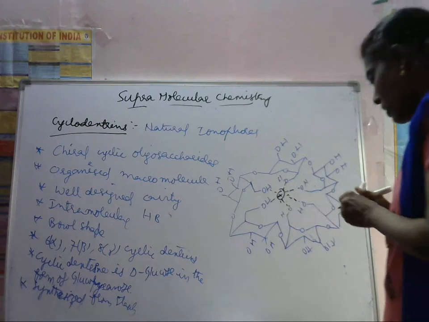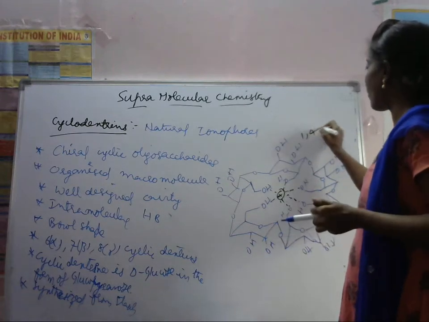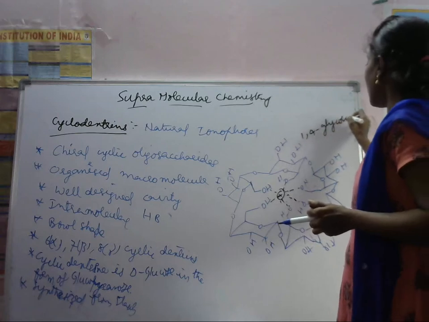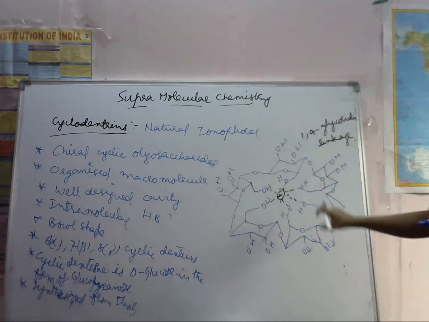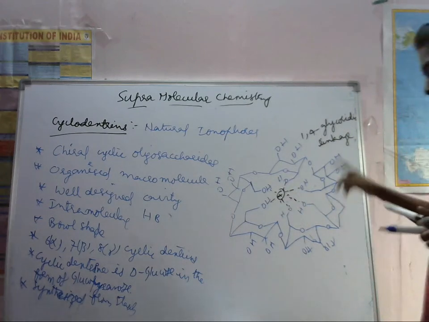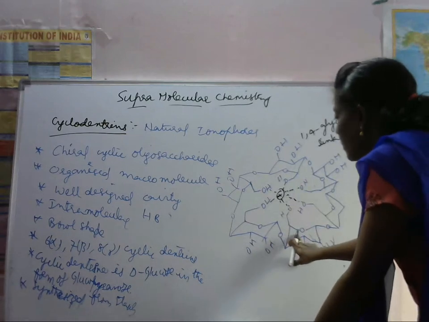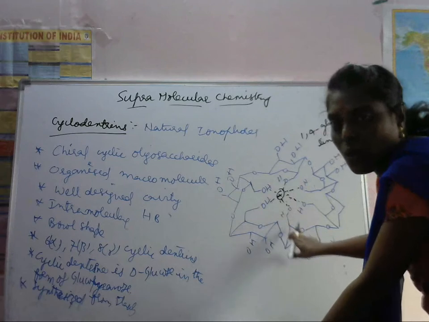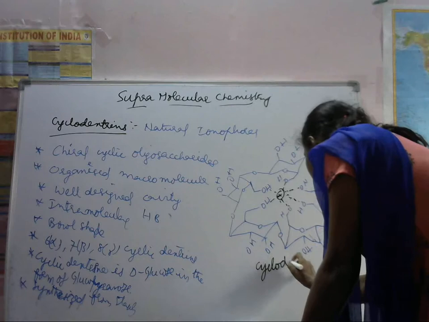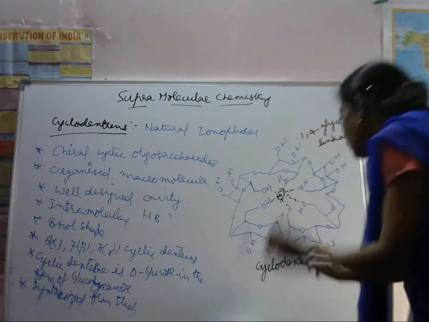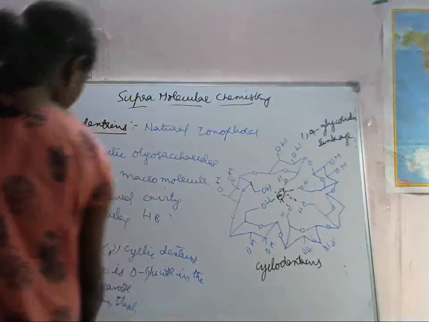This is the cyclodextrin. Here there is a 1,4 glycosidic linkage. So in this cyclodextrin, glucose molecules are there in ring form, pyranose, which is called glucopyranose. These are connected with each other. This is about cyclodextrin.